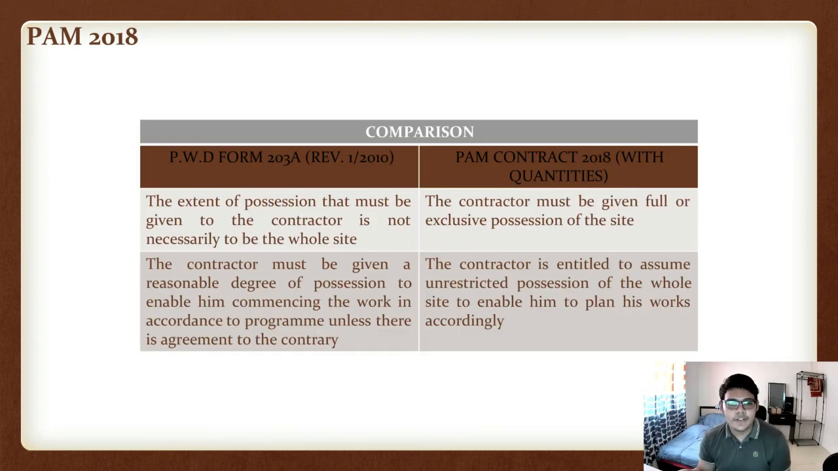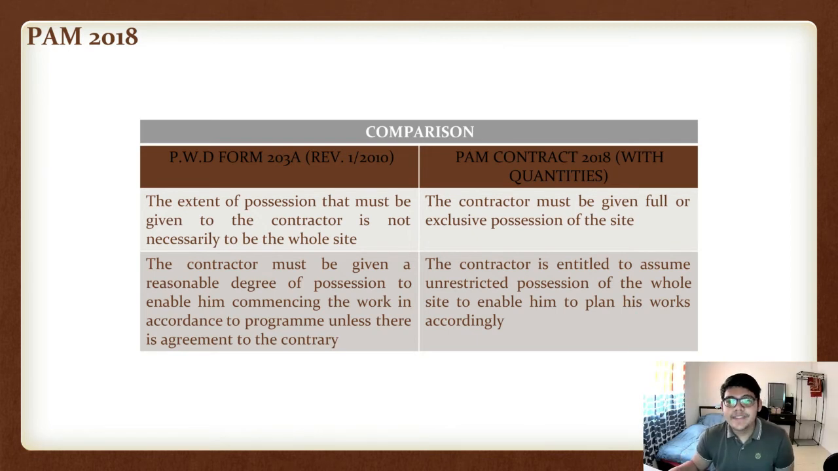Next, the comparison or difference between the PWD form and the PAM contract. The first difference is that for the PWD form, the extent of possession that must be given to the contractor is not necessarily the whole site. However, for the PAM contract, the contractor must be given full or exclusive possession of the site. In this comparison, we can see that the PAM contract has the advantage, which is that the contractor will be given full or exclusive possession of the site. However, for the PWD form, it is not necessarily the whole site.